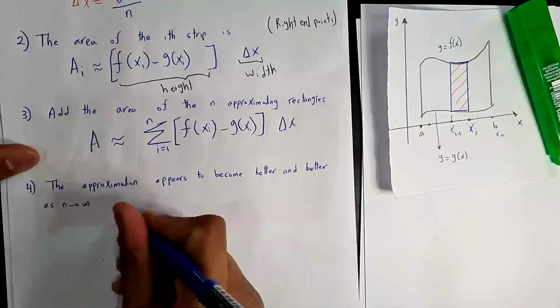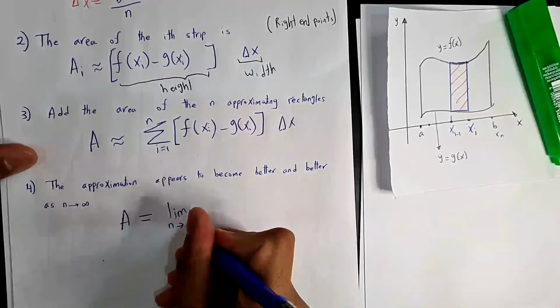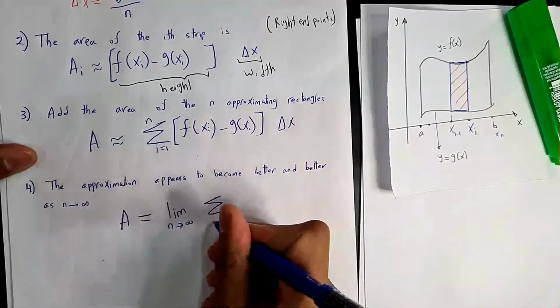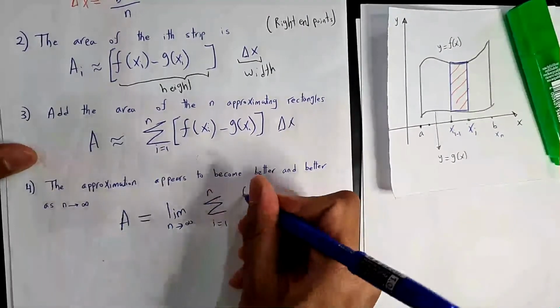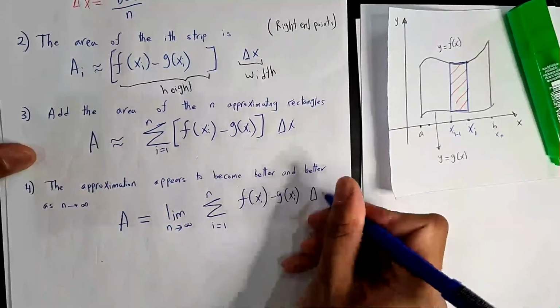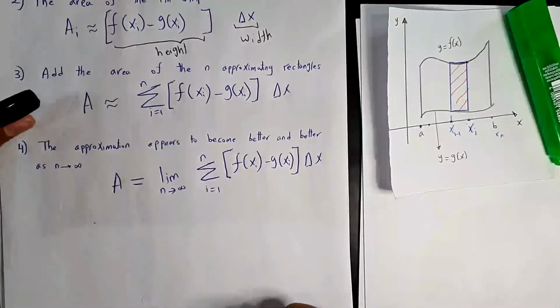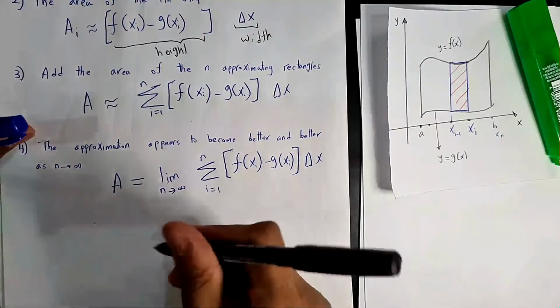That means A, in exact notation, equals the limit when n goes to infinity of the summation i equal to 1 up to n of f of xi minus g of xi times delta x. And let us close it here. Now wait. Limit of summation is equal to what?